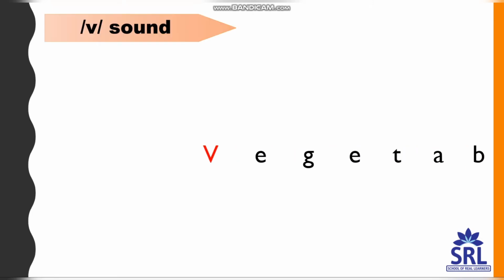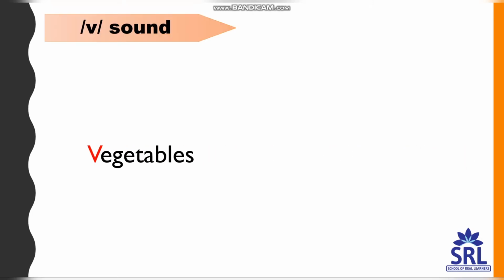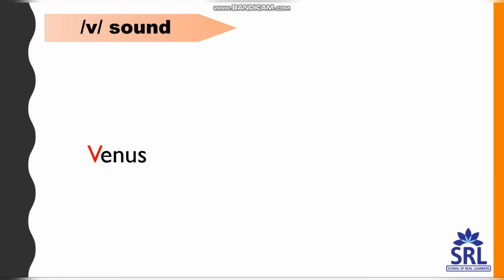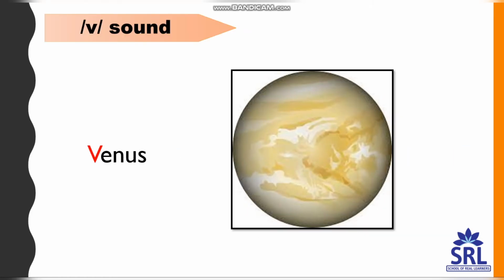The V sound. Vegetables. V-E-G-E-T-A-B-L-E-S. Vegetables. Venus. V-E-N-U-S. Venus.